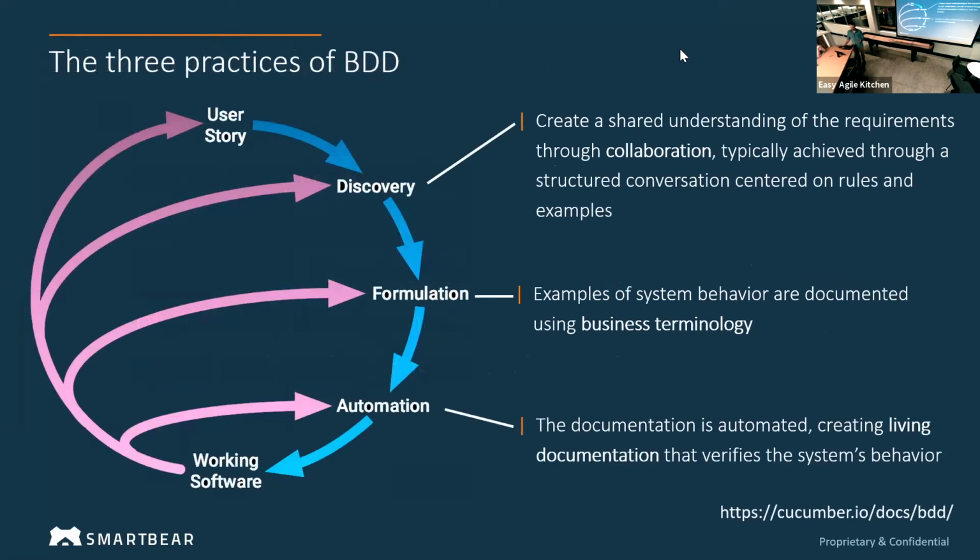But let's go into the 3 core practices. This is again taken off our own Cucumber website, a common summary of each of these core practices. For discovery, the goal is to create a shared understanding of the requirements through collaboration, typically achieved through conversation. Formulation: examples of system behavior documented using business terminology. A lot of you know that as Gherkin. And then automation: the documentation is automated.